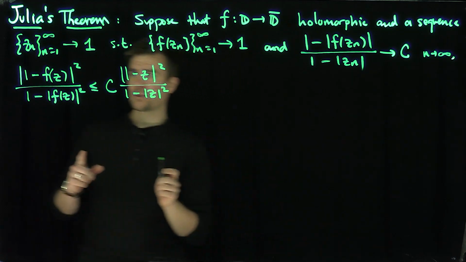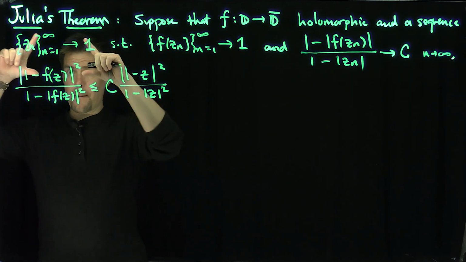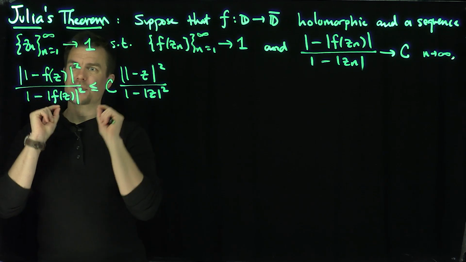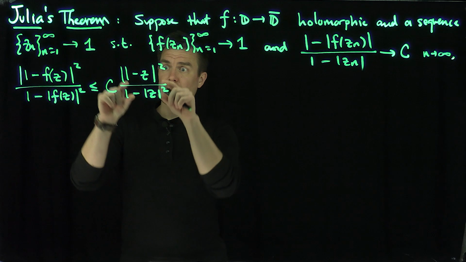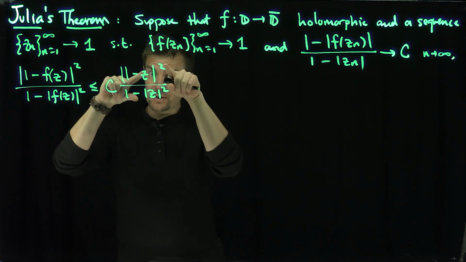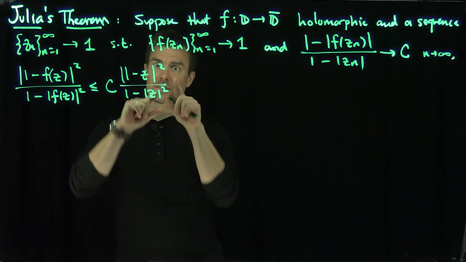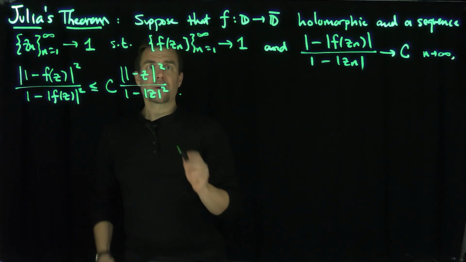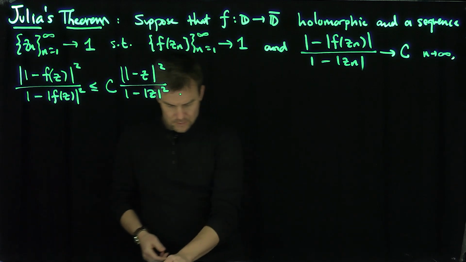Now it's important to know where the moduli are. This is 1 minus f of z modulus squared, and the denominator is 1 minus the modulus of f of z squared. Similar over here, the same structure: 1 minus z modulus squared and then 1 minus the modulus of z squared. So it's important to understand where these moduli are coming in. So how do we prove this? The proof goes as follows.